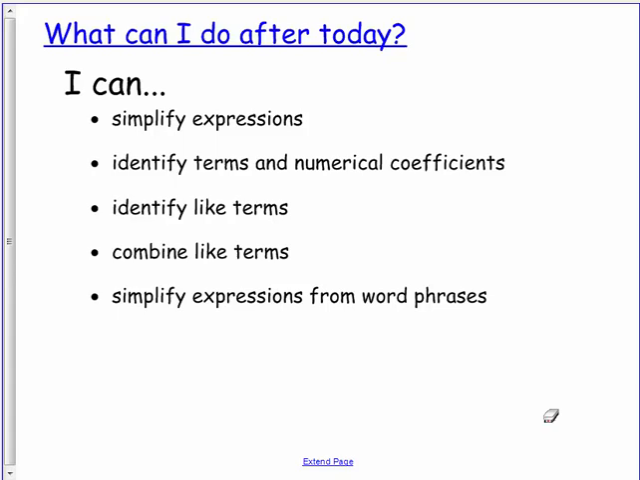This is Senior Algebra Section 1.8. Today we're looking at simplifying expressions, identifying terms, numerical coefficients, combining like terms, identifying like terms, and simplifying some expressions. We did a little bit of this yesterday and we're going to continue it today. So a few definitions here to start.